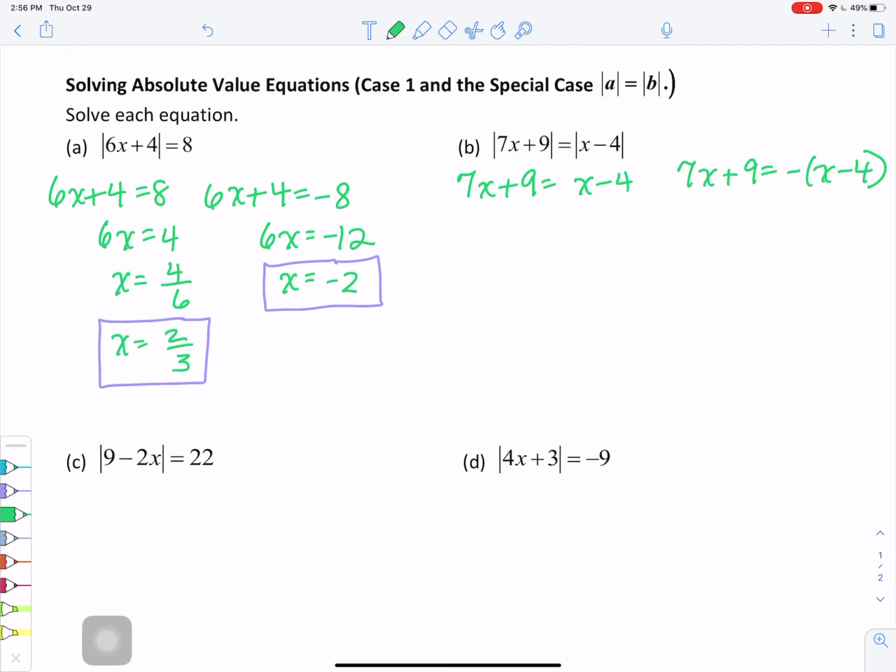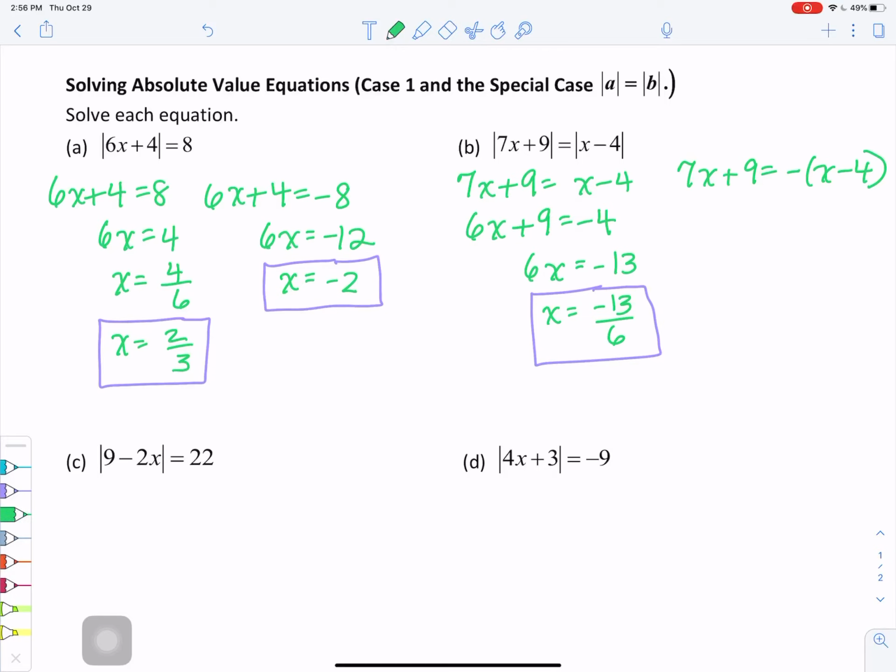I'm going to first subtract an x from both sides. And then I'm going to subtract a 9 from both sides. And then I'm going to divide both sides by 6. And we get x equals negative 13/6.